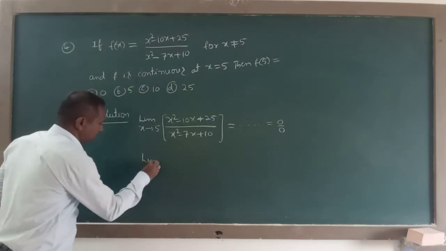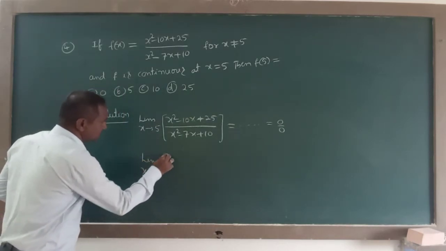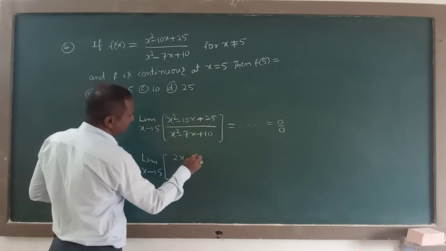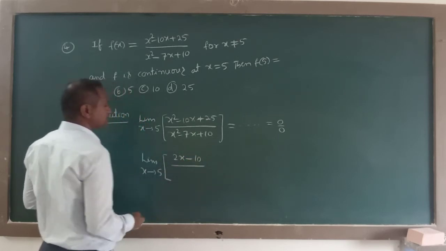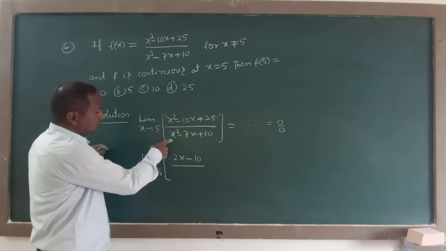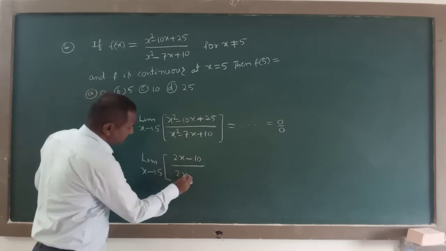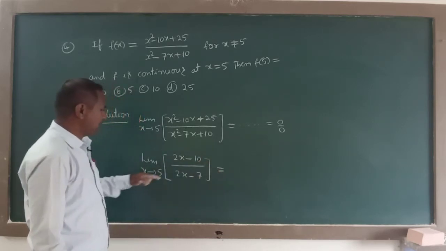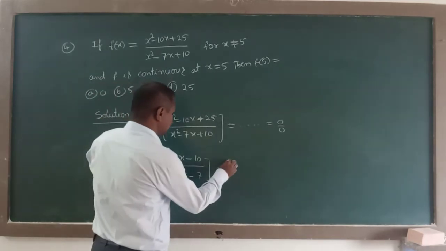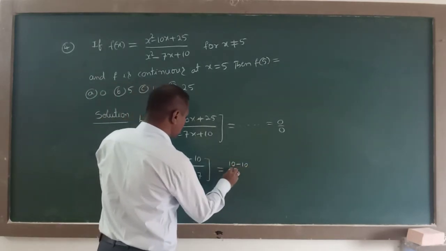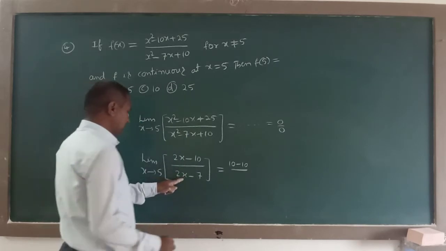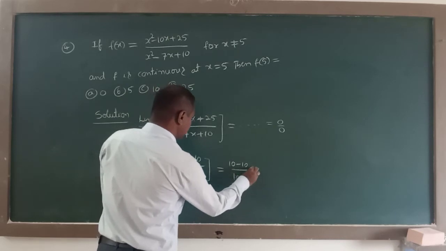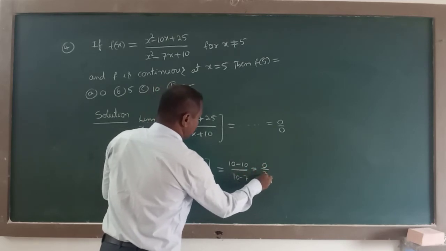Limit x tending to 5: d by dx of x square is 2x minus d by dx of 10x is 10, plus 0 for the constant 25, divided by d by dx of x square is 2x minus 7, plus 0. Now substitute: 10 minus 2 into 5, that is 10 minus 10, divided by 2 into 5, 10 minus 7, which is equal to 0 by 3, equal to 0.